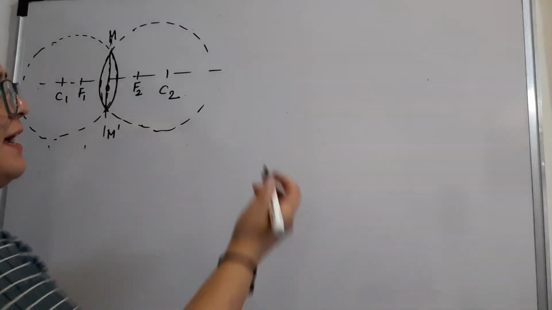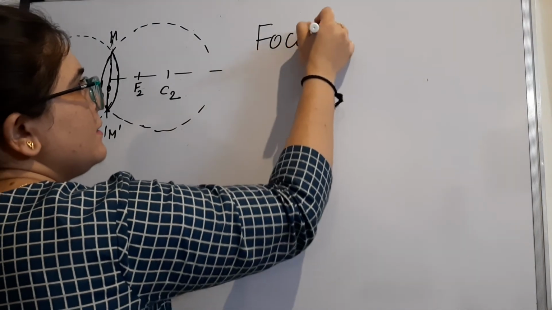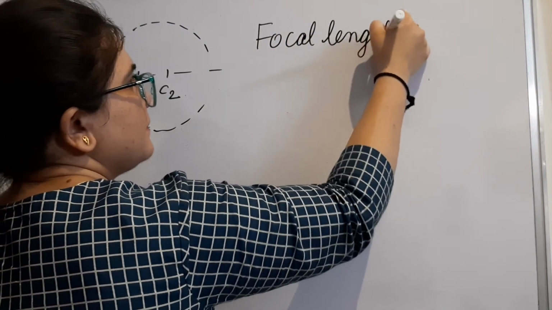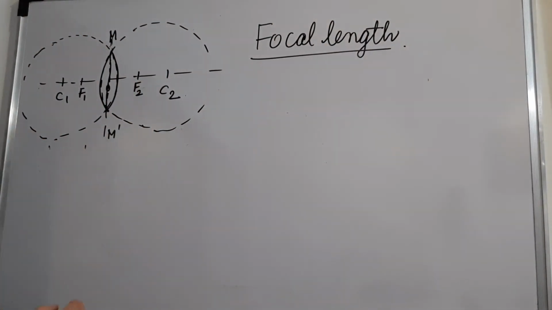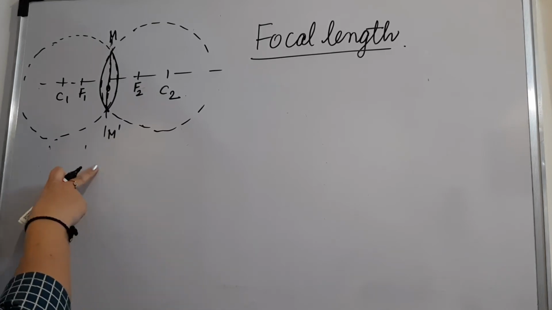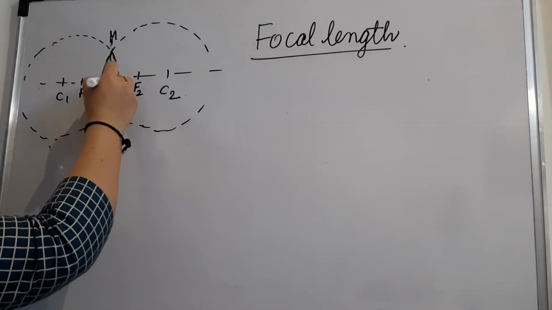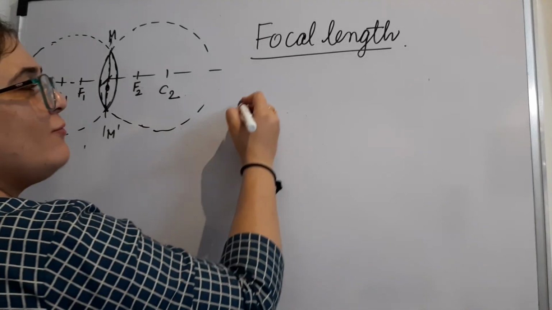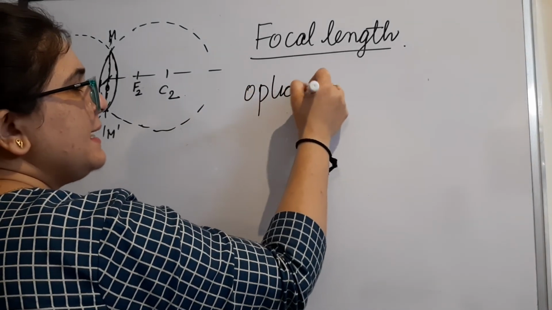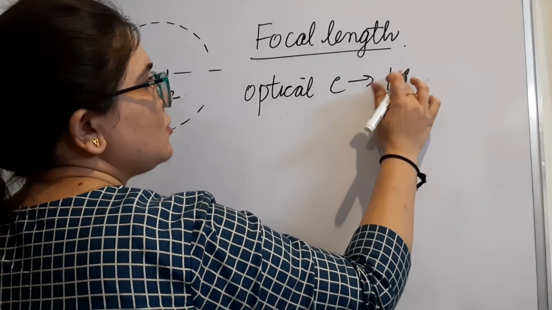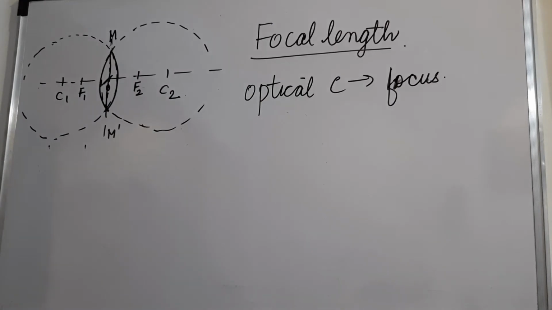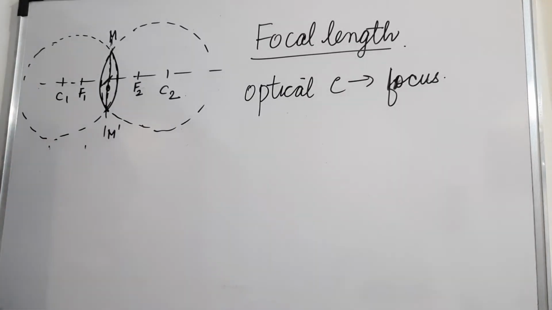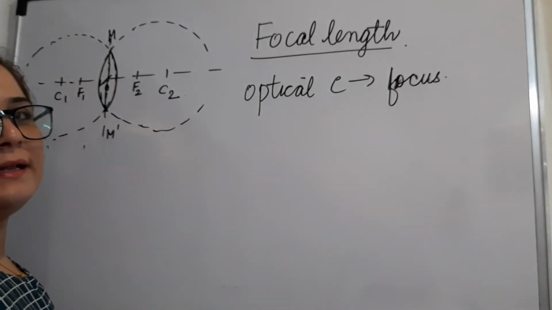Now the last one that we have to talk about is the focal length. Now what was focal length in case of mirror? It was nothing but the distance from pole to focus. Now here in case of lens we do not have a pole. What do we have? We have optical center. So how to define focal length? The distance from optical center to the focus is known as the focal length of the lens.